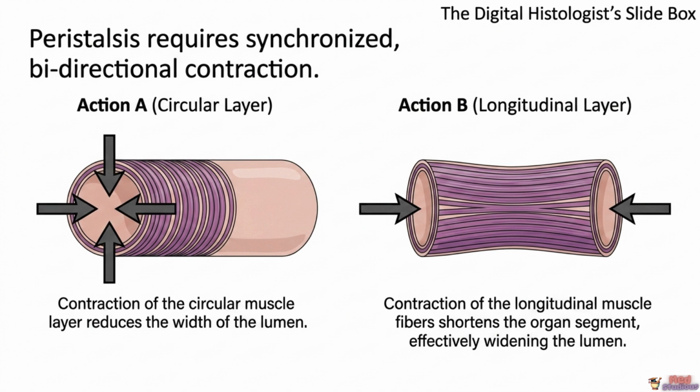Action B involves the outer longitudinal layer. When these lengthwise fibers contract, they pull the walls of the tube end to end. This action shortens the specific organ segment and effectively pulls the walls outward, widening the lumen ahead of the food bolus. By alternating these two actions, pinching behind the matter while shortening and widening the path ahead of it, the smooth muscle can smoothly and continuously propel contents down the digestive tract without us ever having to think about it.